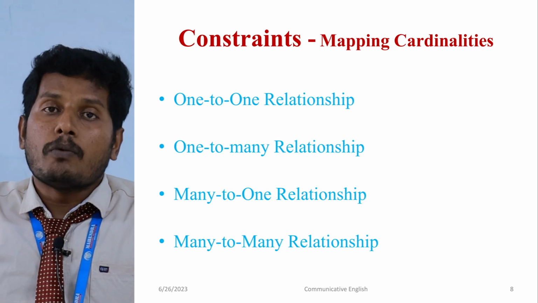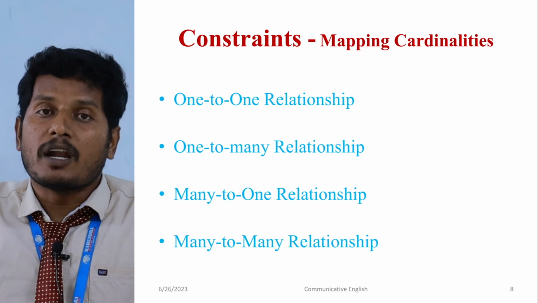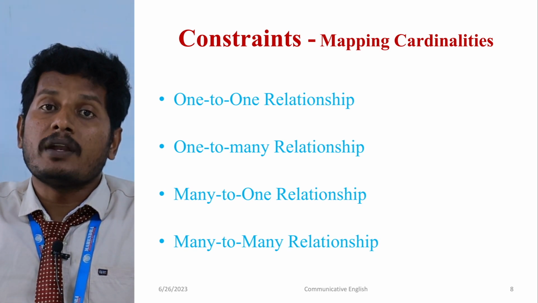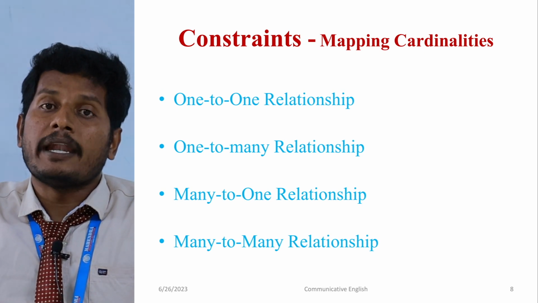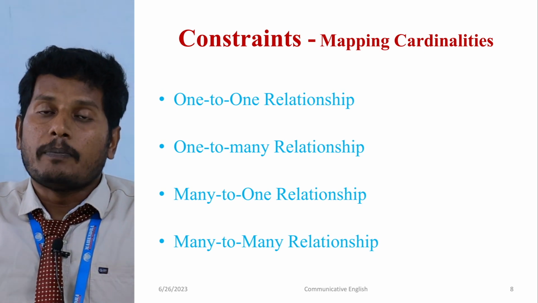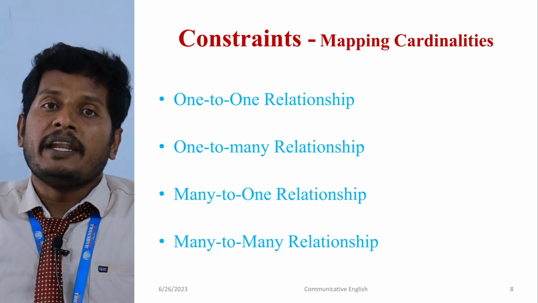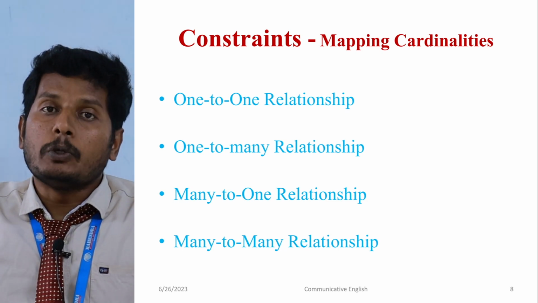Next, one-to-many means one employee works for many departments. This is called a one-to-many relationship. Then many-to-one: many employees work for one department. We have the MCA department, where a number of employees work in a single department called MCA. Next is the many-to-many relationship, which means many employees work for many departments.